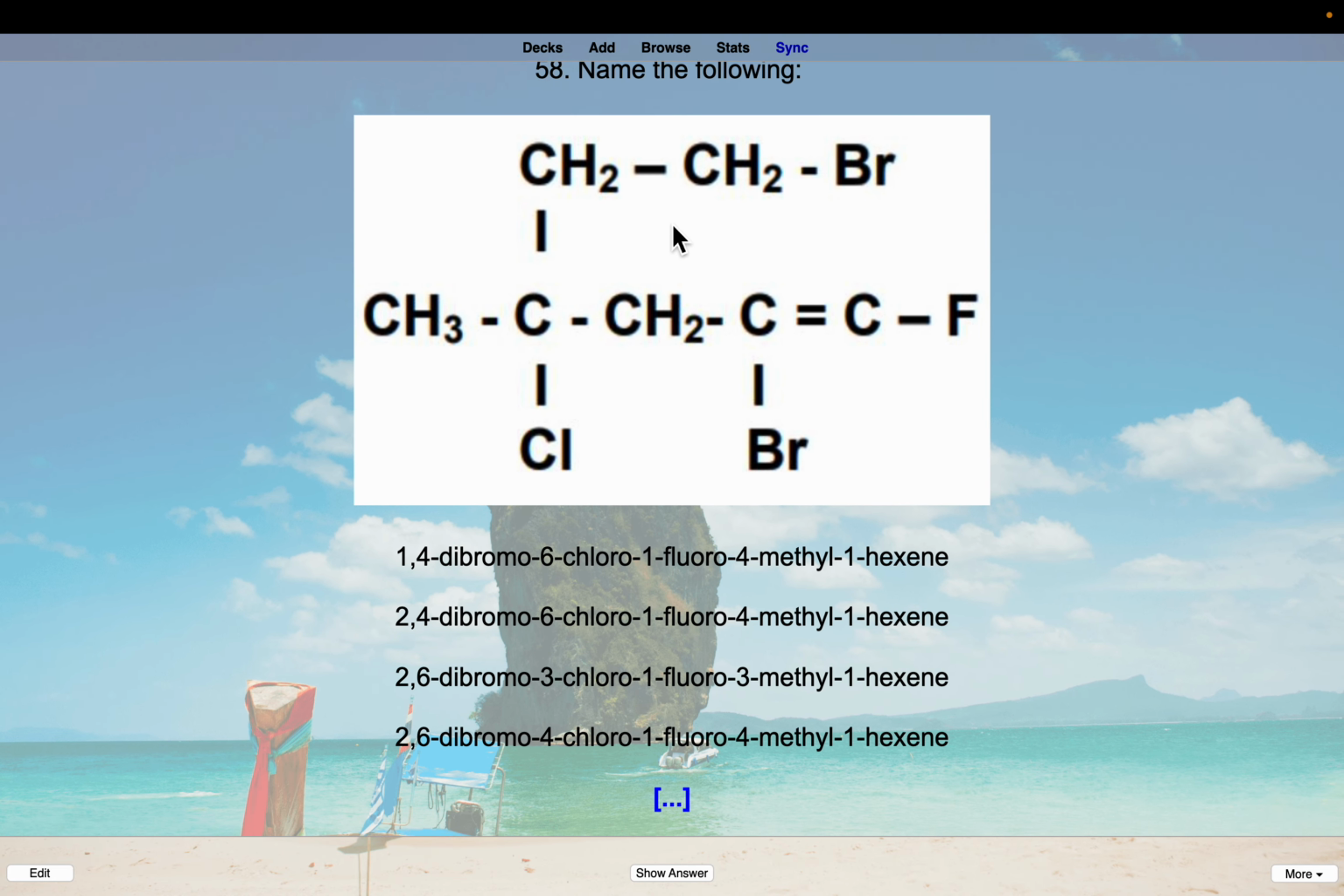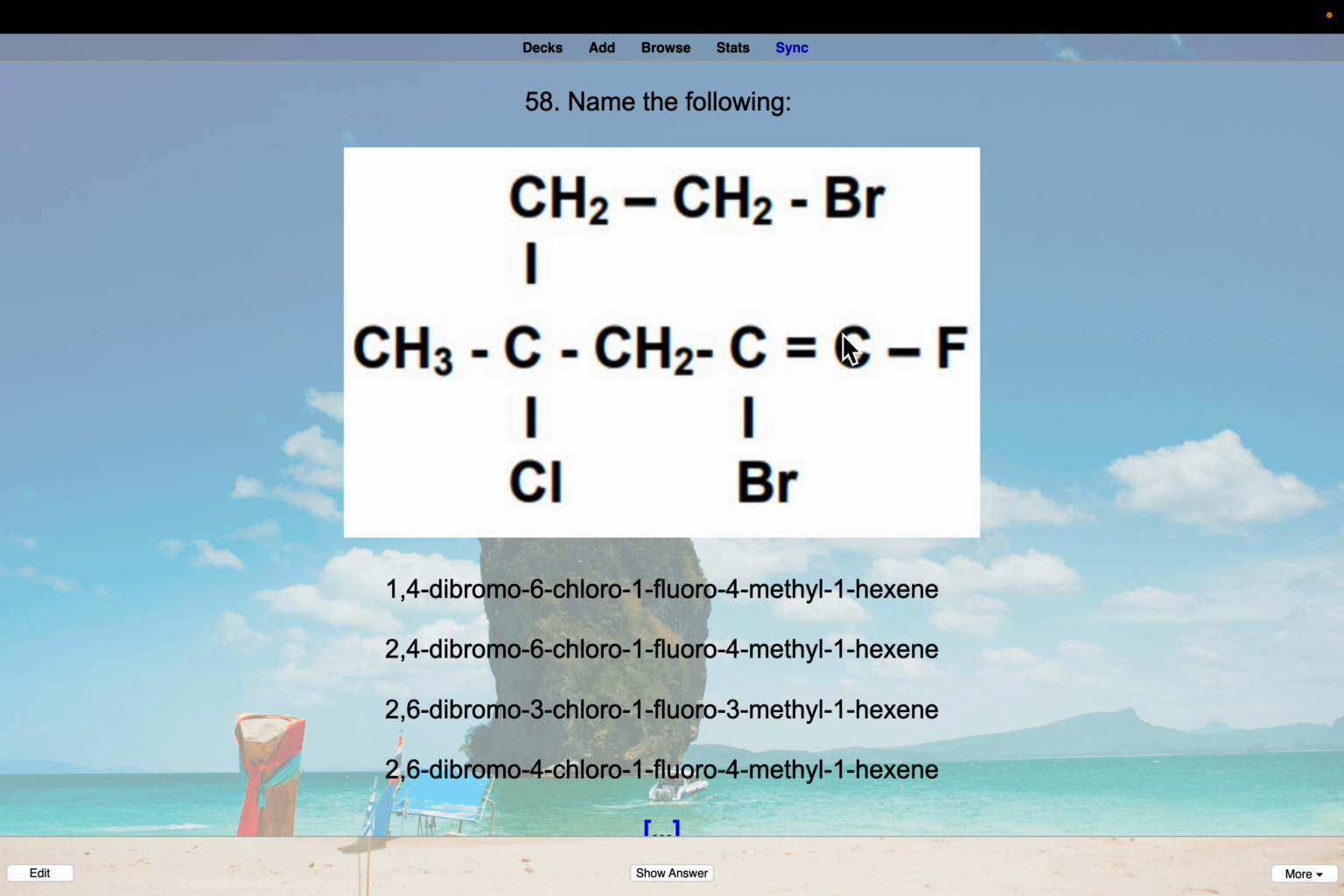Name the following. Okay. I think we've been here before. Let's try redoing this question again. 1, 2, 3, 4, 5, 6. So hexene. 1-hexene, or hex-1-ene. How many bromines do we have? 2, 6. 2,6-dibromo.